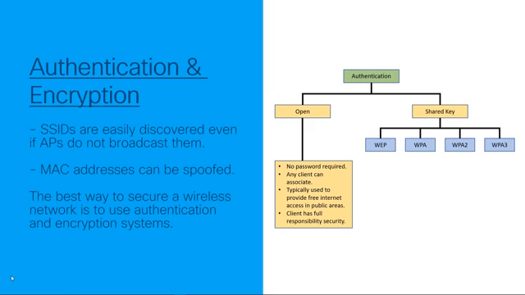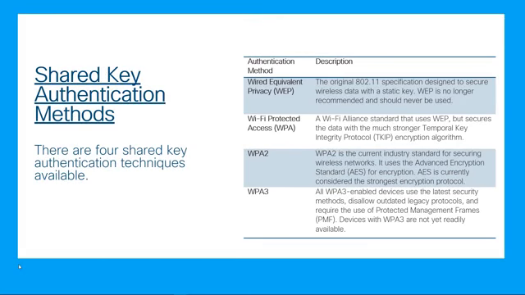With shared key authentication, we have a mechanism such as WEP, WPA, WPA2, and WPA3 to authenticate and also encrypt data between the wireless client and the access point. The concern here is that the password must be pre-shared between both parties to connect to the network. Within the shared key authentication methods category, we've got four different techniques available. We have WEP, Wired Equivalent Privacy. It sounds great, but this is one of the original 802.11 specifications, and this was designed to secure wireless data using a static key. What that means? It's not very secure, and WEP is no longer recommended and should never be used.